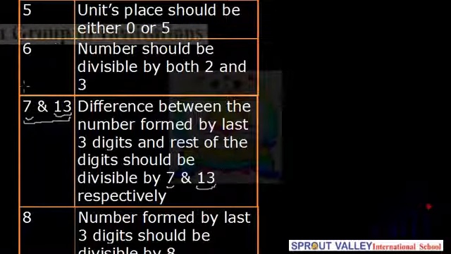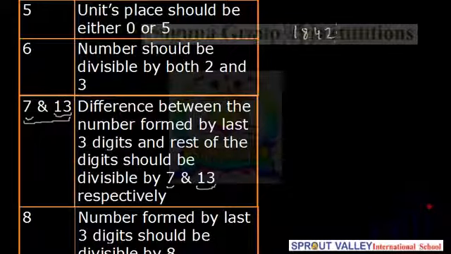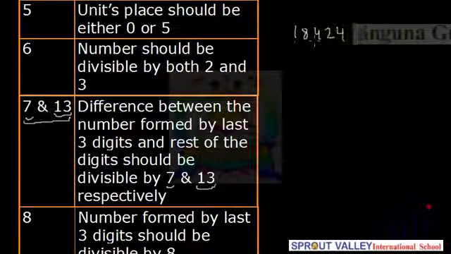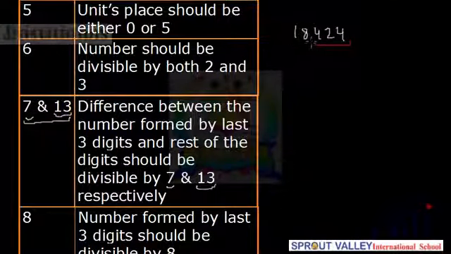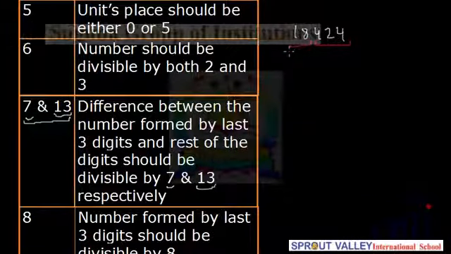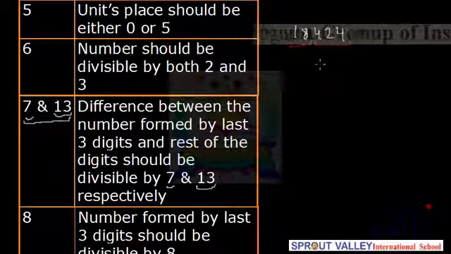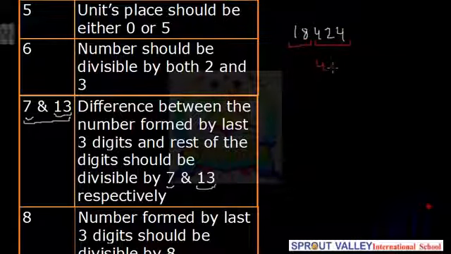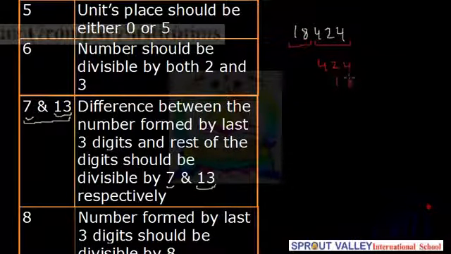So the number I am going to take is 18,424, right? So here if you see, this 424 is the number formed by last 3 digits, and this 18 is the number formed by the rest of the digits. And what is the next step? Yes, we have to find the difference. So to find the difference, I'll subtract smaller number from the bigger number. So bigger number over here is 424 and smaller number is 18.